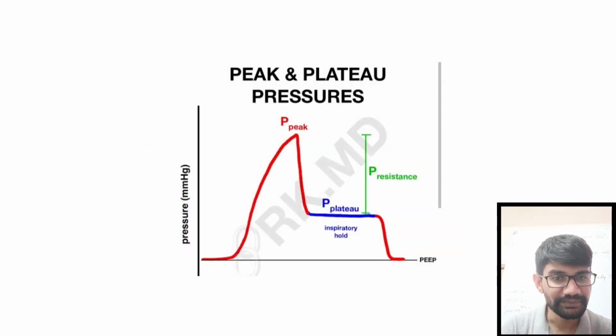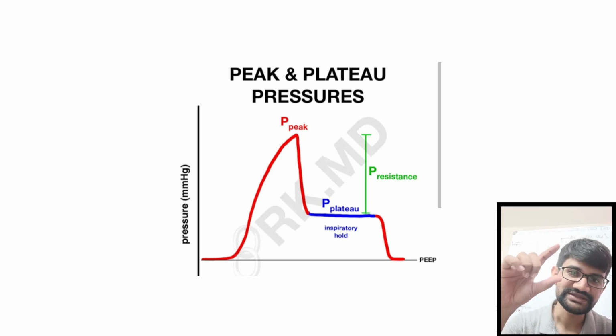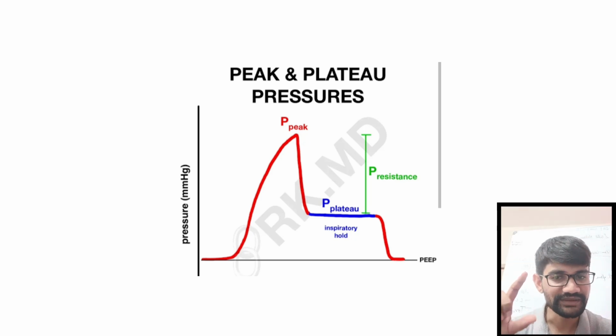If the P plat pressure is normal, but the airflow resistance has increased, it means it has something to do with the airflow resistance, which can be in the ET tube or in the airways. So next time whenever you come across something like a high P peak pressure, check for both airflow resistance and the elastic properties of the lung, and try to manage it accordingly. Thank you all for your patience listening.